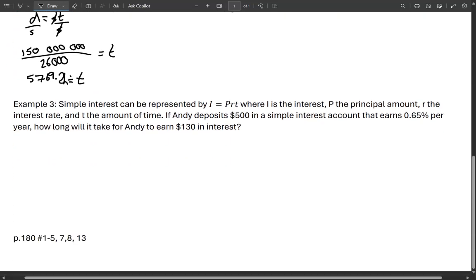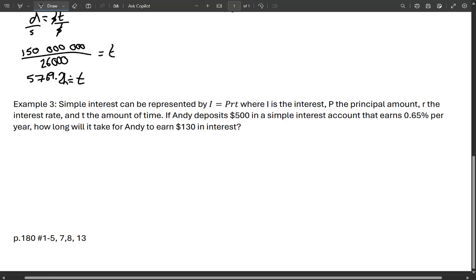All right, example 3 and final example. Simple interest can be represented by I equals PRT. This is a common formula that you'll see. I represents the interest earned, and P is the principal amount. R is the interest rate, and T is the amount of time. If Andy deposits $500 in a simple interest account that earns 0.65% per year, how long will it take for Andy to earn $130 in interest?